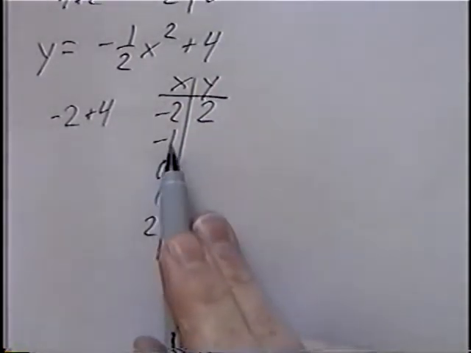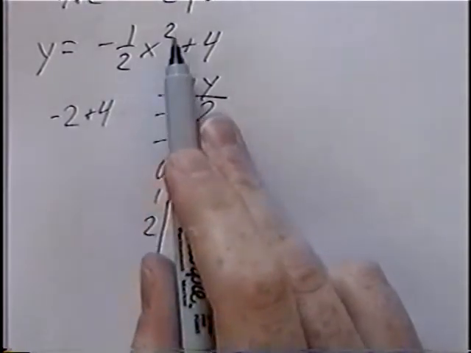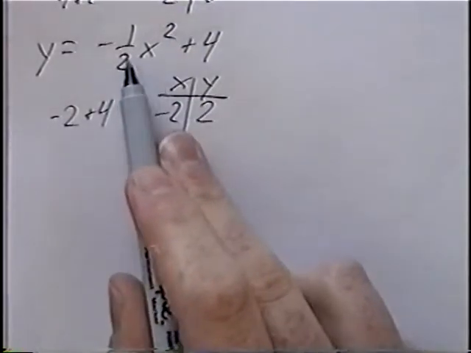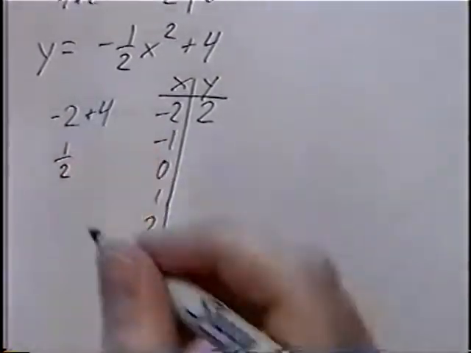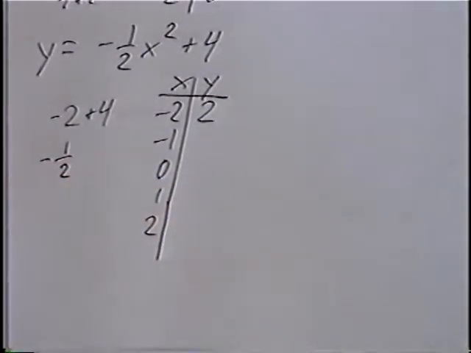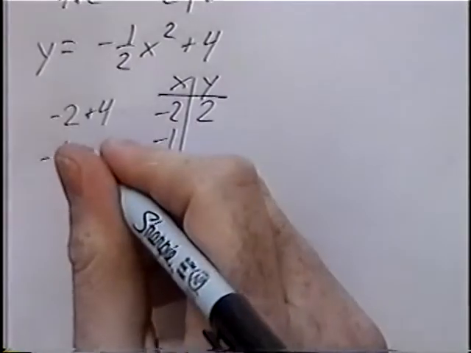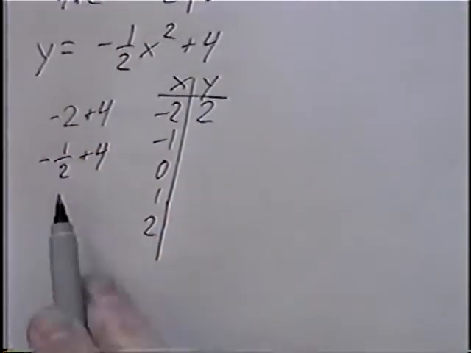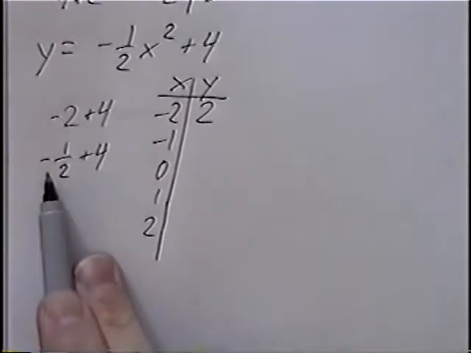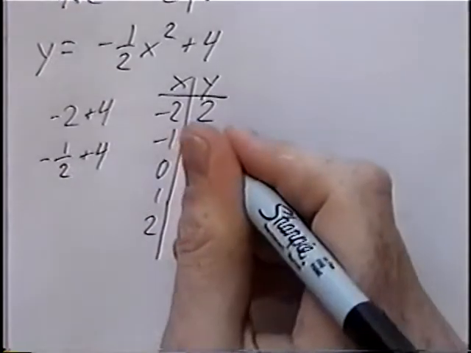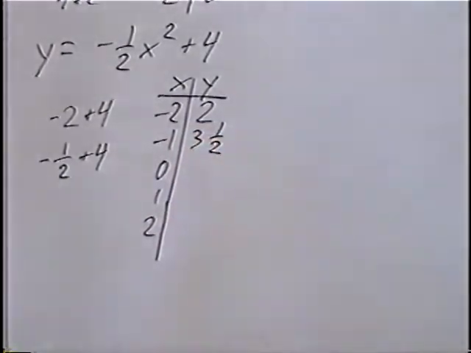Same steps for the next number. -1 squared. -1 squared would be +1. Half of 1 would be 1/2. It is negative also, so we're subtracting. And we have +4 on the end. -1/2 plus 4 is the same as 4 minus 1/2, which we can make that 3/2.